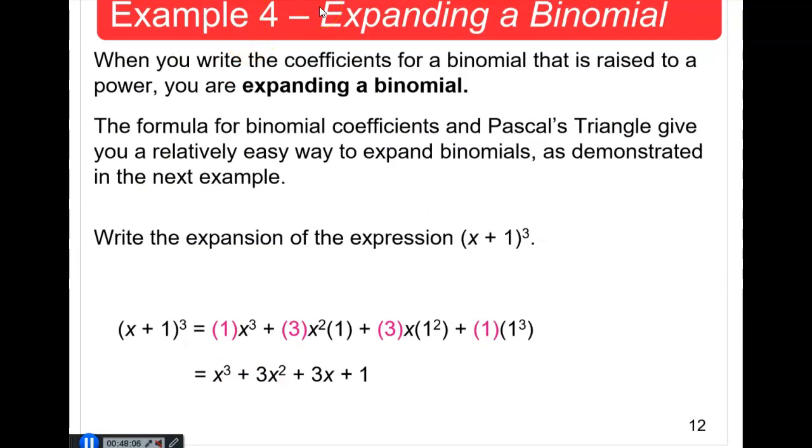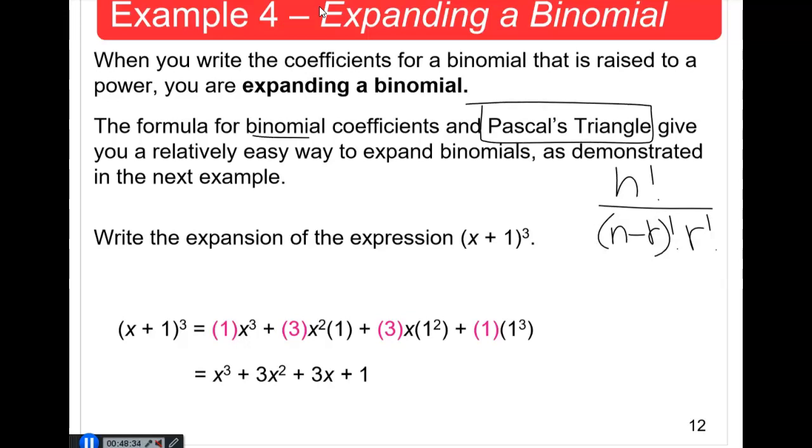So with example 4, when you write the coefficients for a binomial that is raised to a power, you are expanding the binomial. I think it's very clear what we're doing now. And the formula for binomial coefficients, the one that says n factorial over n minus r factorial times r factorial, for that formula, we already saw how we can get the same coefficients that come from the Pascal's triangle. So it's a lot easier if you already have Pascal's triangle, as we can see here on the next example.